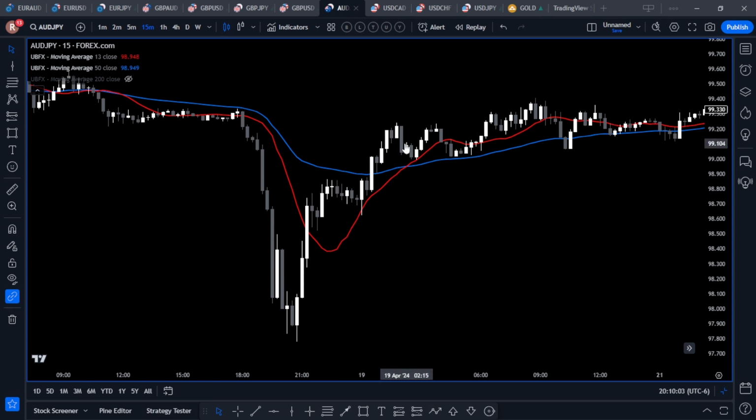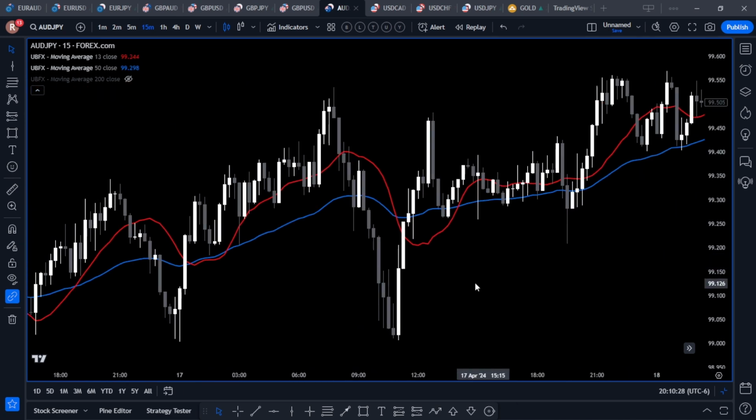Now, in this instance, we do get the pullback. The pullback is what we're looking for, and this pullback does happen to coincide with this crossover. So at this point, we could be looking for a buy trade because we've got that movement up. The golden cross happens, that crossover to the upside, and then we get that pullback into those averages, showing us that we could be looking for a bit of a move upwards.